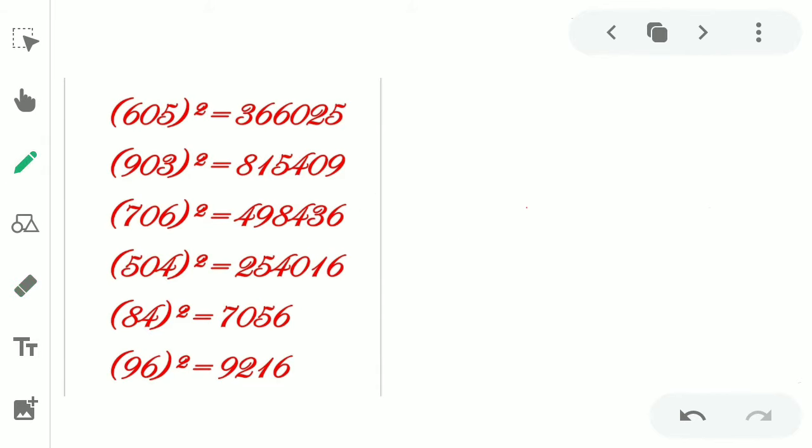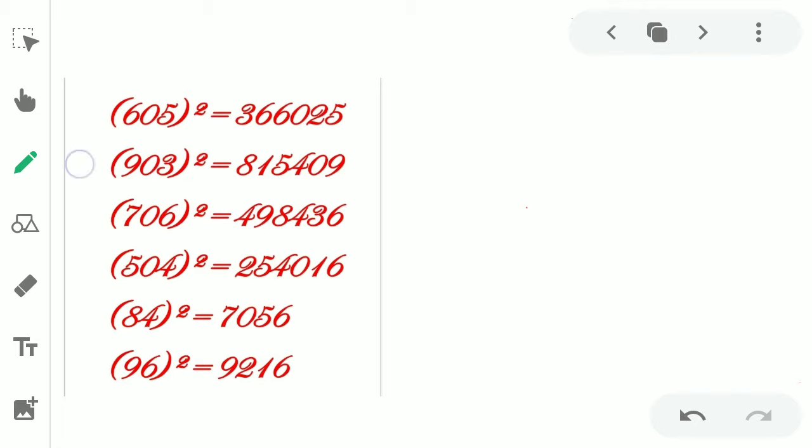Here are few examples. Square of 605 is equal to 366025. Square of 903 is equal to 815409. Square of 706 is equal to 498436. Similarly, we can find the square of any 3-digit number or any 2-digit number using this trick.